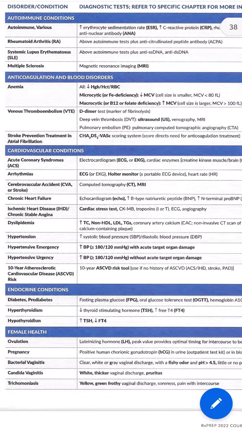And if a female gets a CHADS score of at least 3 or more, they have to start oral anticoagulants, rivaroxaban, edoxaban, apixaban, over warfarin.